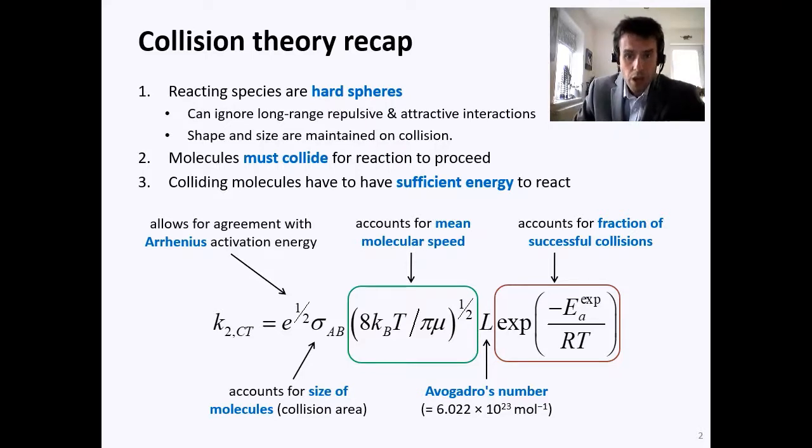Okay. This part here is accounting for the speed of the two species that are colliding with each other. This L is Avogadro's number, so just remember that it's capital L in these lecture notes, not the usual N_A. And finally, this part here is accounting for the fraction of successful collisions.